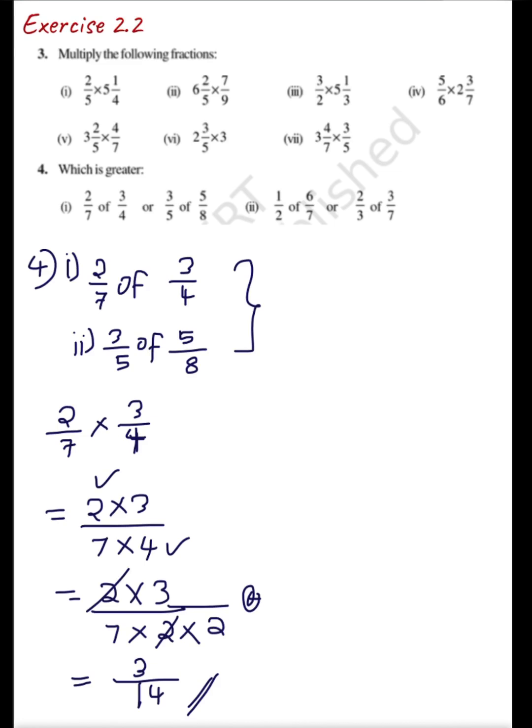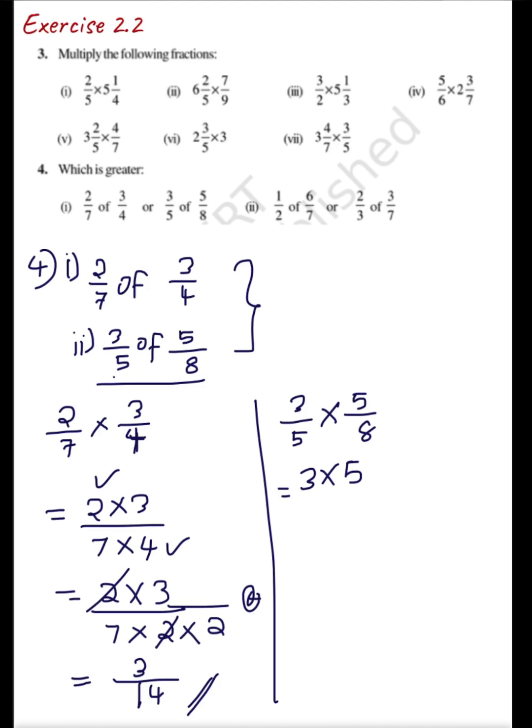Now let's do the second one. What is the second one? 3 by 5 of 5 by 8. 3 by 5 of 5 by 8 means 3 by 5 into 5 by 8. So you can just multiply the numerators together: 3 into 5 divided by 5 into 8. From here itself you can see that it has got 5 as a common factor, so you can cancel it. In the numerator there will be 3. So 3 by 8 you will get.